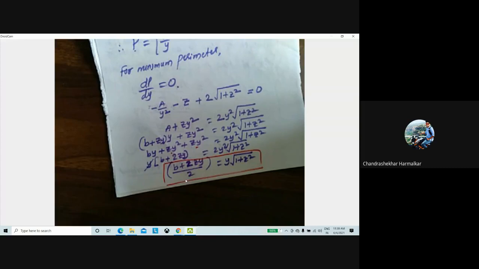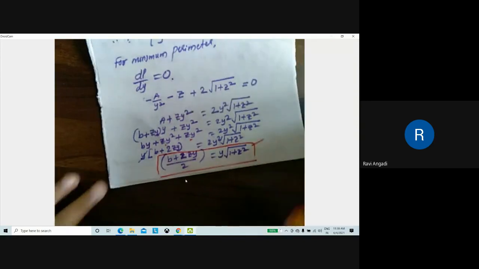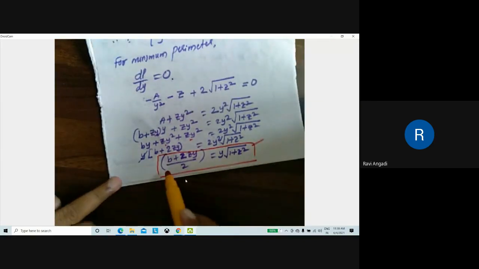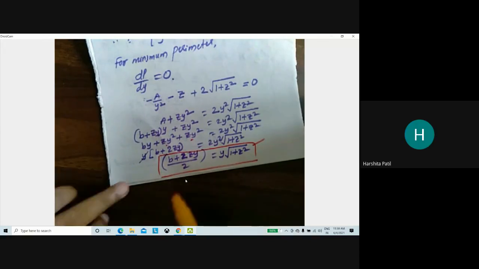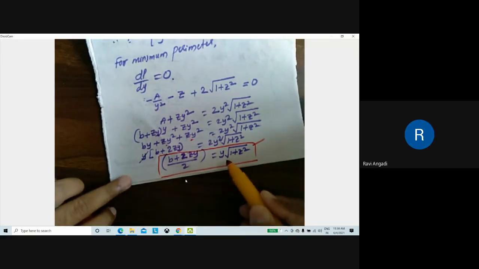Yes, sir. So what is the final equation I got? Can anyone tell this one? What is this equation? b plus 2zy by 2 equals y square root of 1 plus z square, right? Yes, sir.